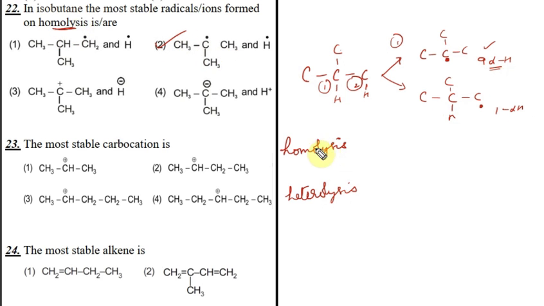Homolysis means they break evenly. Okay, in a carbon hydrogen bond, one electron goes to carbon, one electron goes to hydrogen. Heterolysis means one of the atoms takes both the electrons, just like this. All right. So they are asking about homolysis, meaning I'm talking about carbon, the free radical. So beta is the option. If it is heterolysis, this would have been the option.